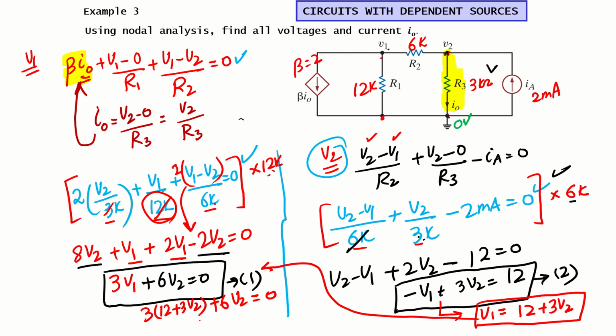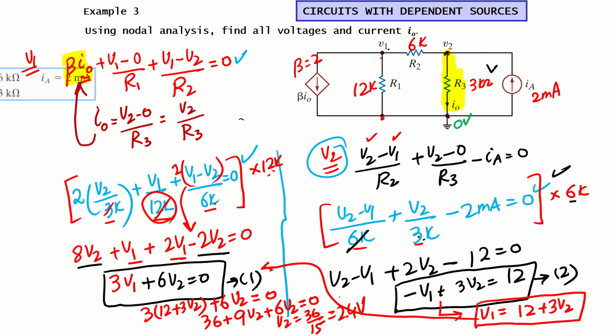So what will we get here? 12 times 3, 36, plus 3 times 3, 9 times V2, plus 6 times V2 is equal to 0. So 9 plus 6, 15 V2. So V2 is basically 36 divided by 15. So V2 comes out to be 36 divided by 15. If you further simplify this, that will give me a value of 2.4 volt.